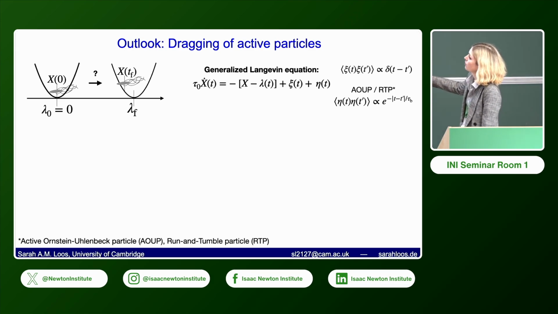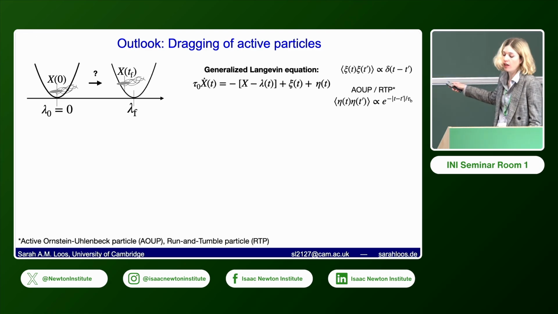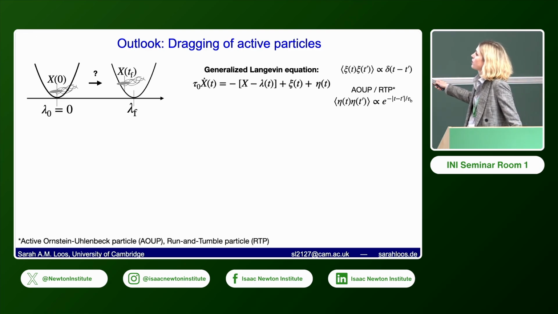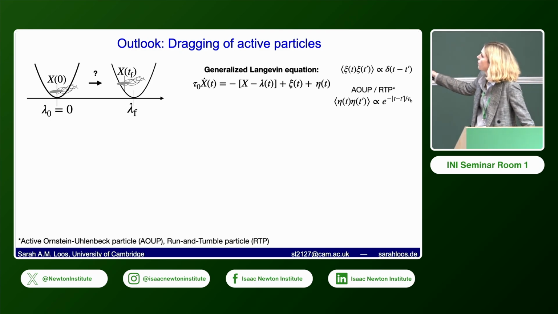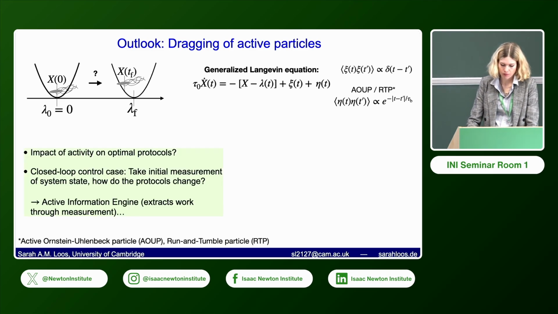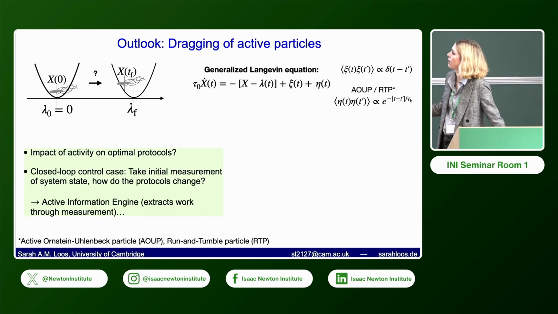In this case, again, we can describe our equations of motion by a generalized Langevin equation, if you want to call it like that. But of course, in this case, we don't have a memory kernel, but we just have a colored noise. So in 1D, this could be, for example, described by an active Ornstein-Uhlenbeck particle model that Rob already introduced, or a run-and-tumble particle model. Both give us the same correlations of the noise, which are exponential. And with this now, we are studying what is the impact of activity on the optimal protocols.